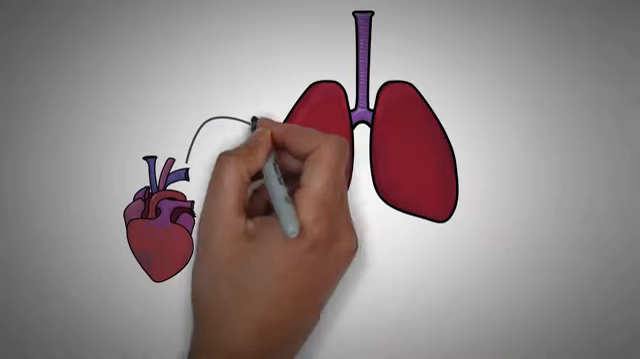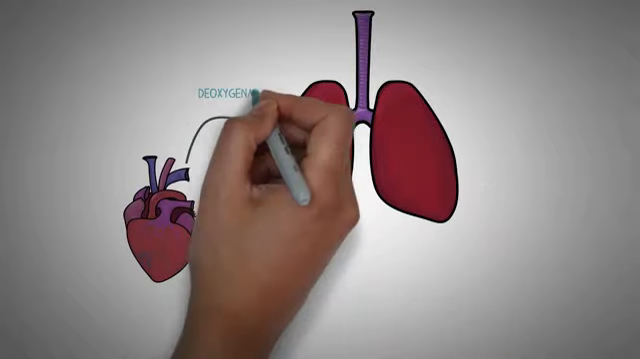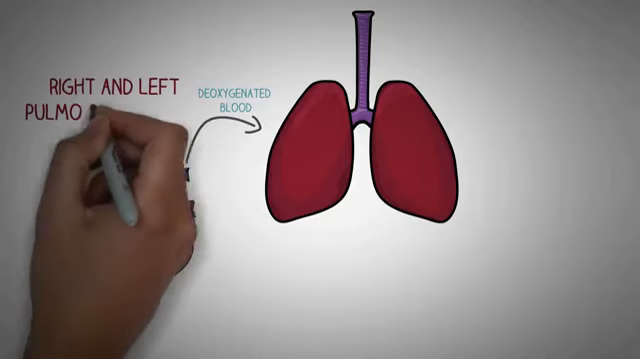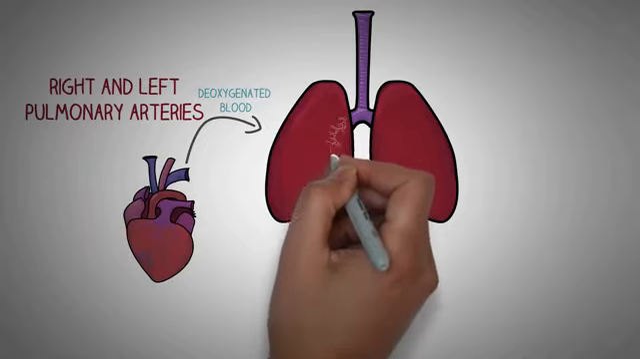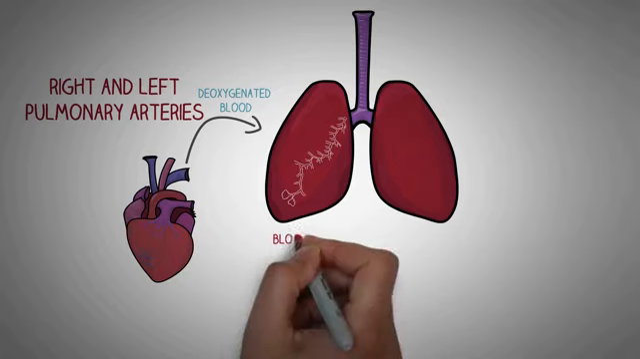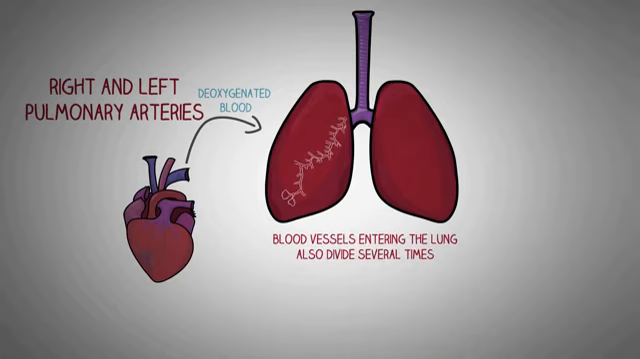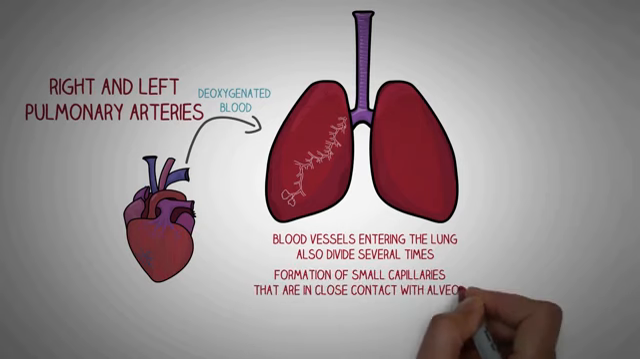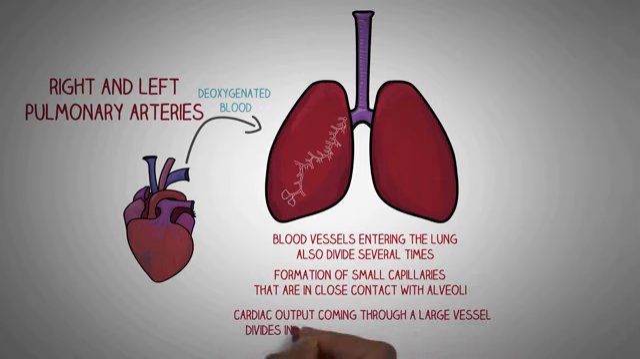The heart pumps all the deoxygenated blood to the lungs through two main arteries, the right and the left pulmonary artery. Just as we saw with the previous branching pattern, that a single bronchus divides 20 to 25 times before the formation of alveoli, a similar phenomenon happens with the large blood vessels that enter into the lungs. These blood vessels also divide several times, which leads to the formation of small capillaries that are in extremely close contact with the alveoli.